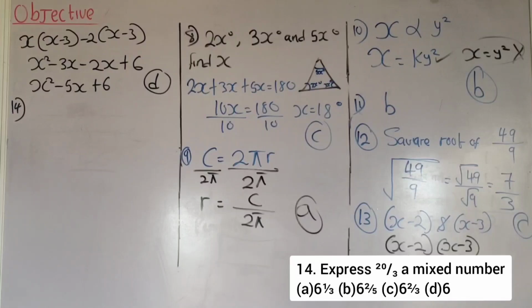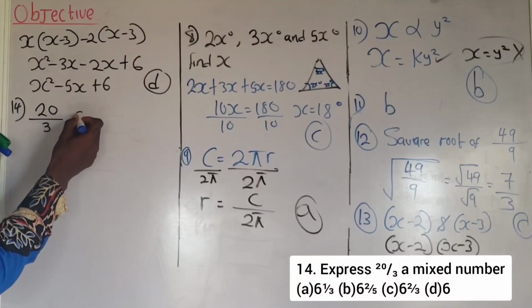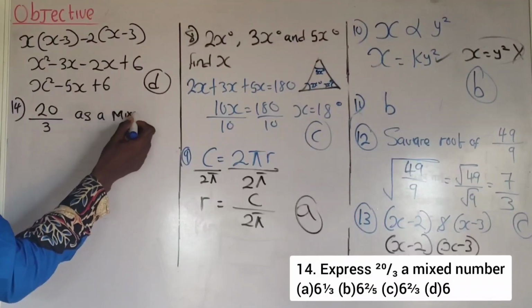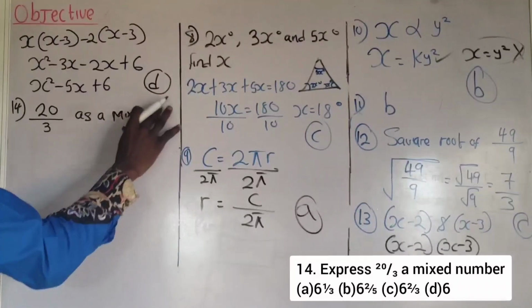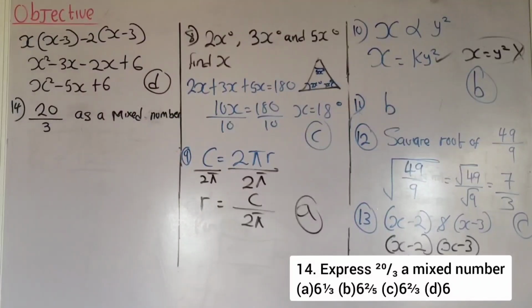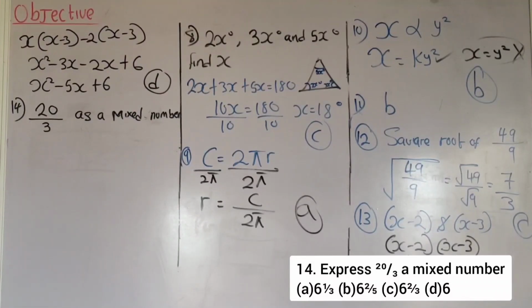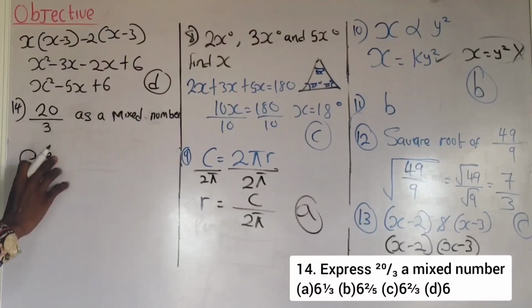Express 20 over 3 as a mixed number. Mixed number is a number that consists of whole numbers and a fraction. You understand? So, if you want to express 20 over 3 as a mixed number, I'm very sure you understood the concept of mixed fraction. A typical example of a mixed fraction is this: a whole number b over c. You understand? It has a whole number and it also has a fraction.